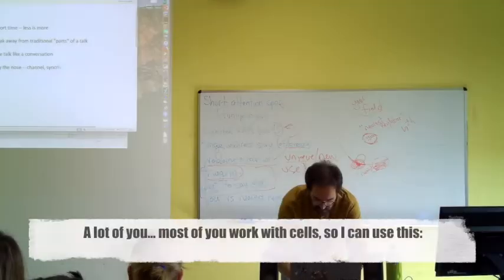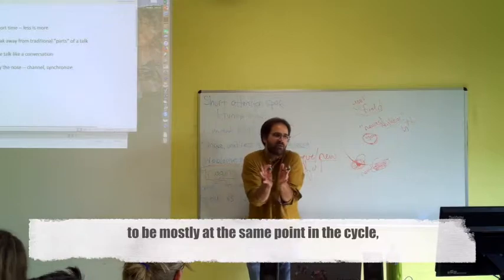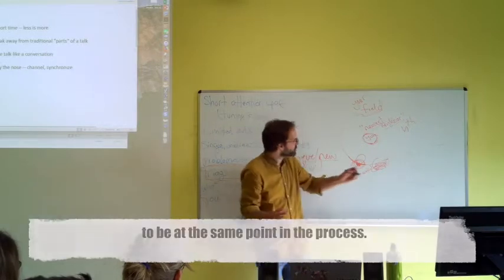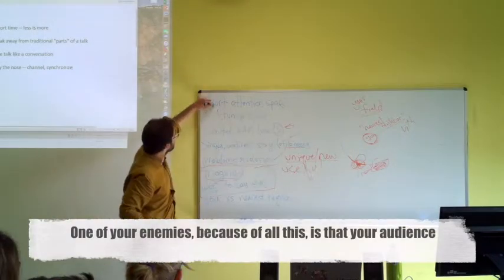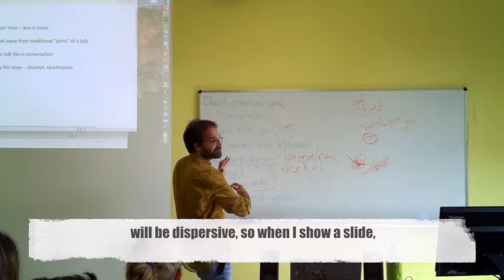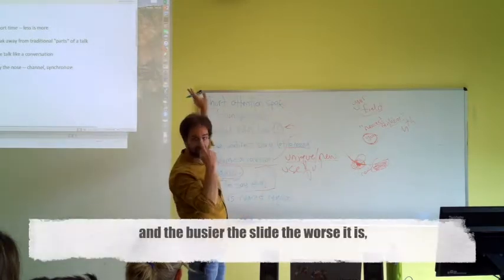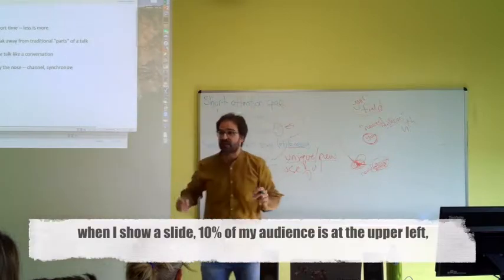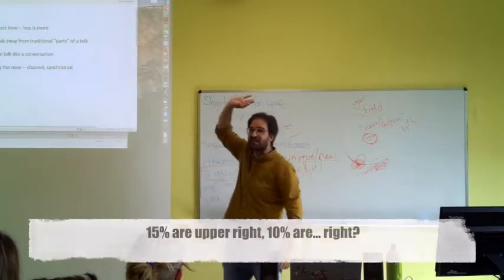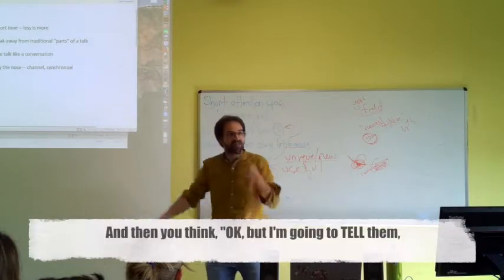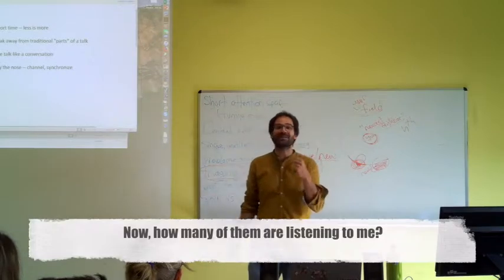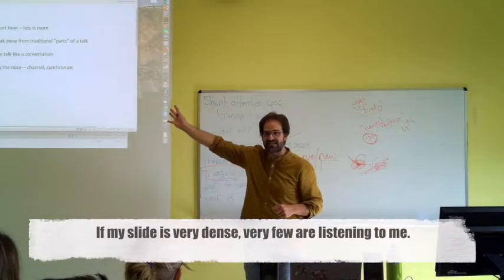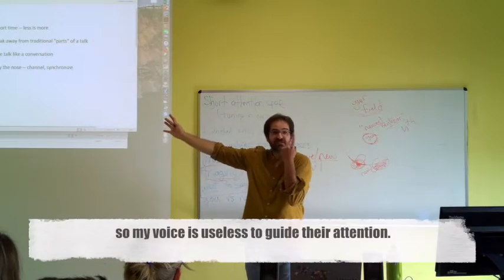A lot of you work with cells, so I can also use this like synchronizing your cell culture. You want your cells to be mostly at the same point in the cycle, at the same point in the process, so that all of us can go together along that storyline. One of your enemies, because of all this, is that your audience will be dispersive. So when I show a slide, and the busier the slide, the worse it is, 10% of my audience is at the upper left, 15% are upper right, 10% right? And then you think, okay, but I'm going to tell them, we did fact sorting, and we saw this. Now, how many of them are listening to me? If my slide is very dense, very few are listening to me, so my voice is useless to guide their attention.